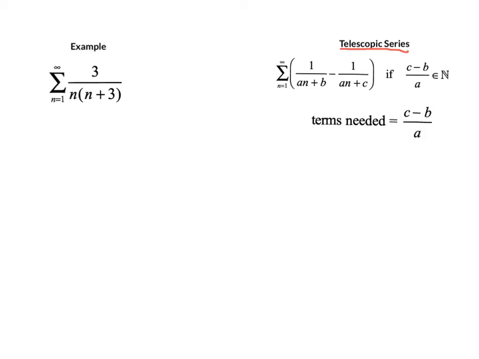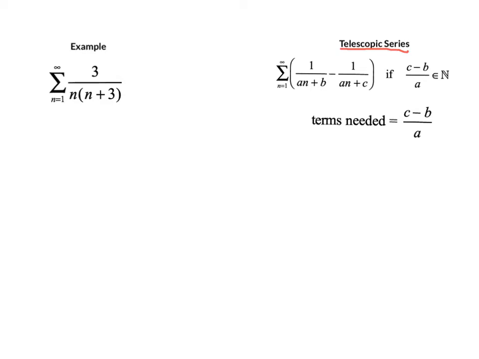And the key to understanding if that's telescopic or not is to look at the quantity c minus b, the difference in the constant terms, divided by a, the coefficient of the n variable in the series, and that needs to be a natural number. So a natural number means integers starting at 1. So if that doesn't happen, then it's not going to be able to be summed.